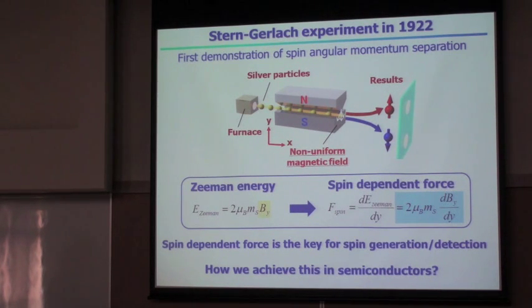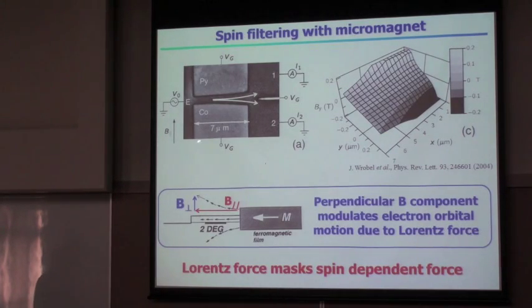So from this experiment, such a spin-dependent force is really key for the spin generation or spin detection. So we want to use it in semiconductors. How can we achieve this? A simple idea to use this spin-dependent force is to shrink the entire structure into a micron-sized device. Here is one example. This black region corresponds to the semiconductor two-dimensional structure, and here is a quasi one-dimensional wire structure.